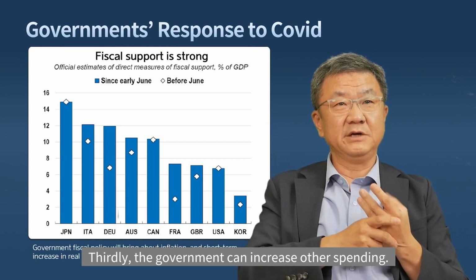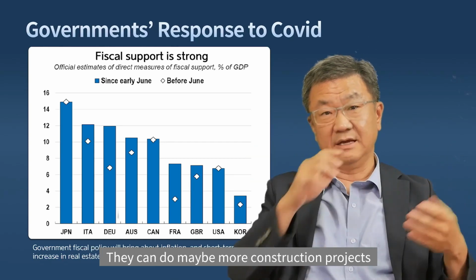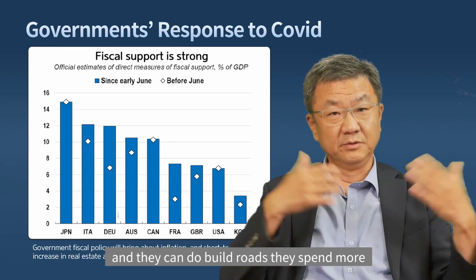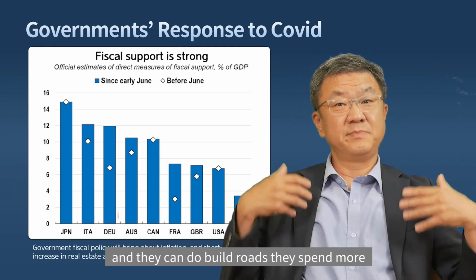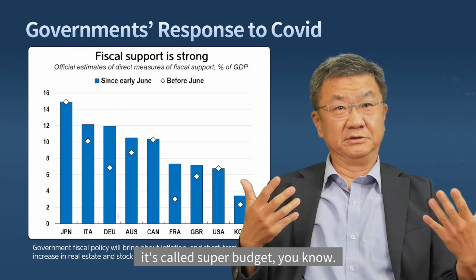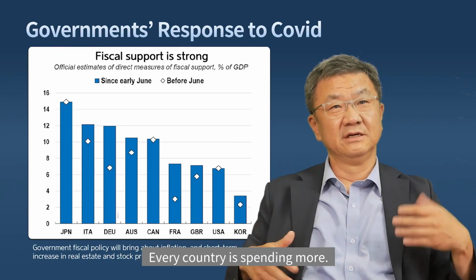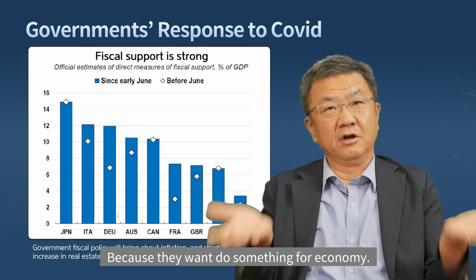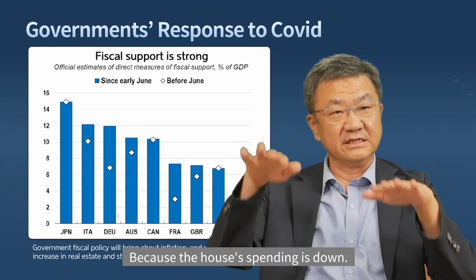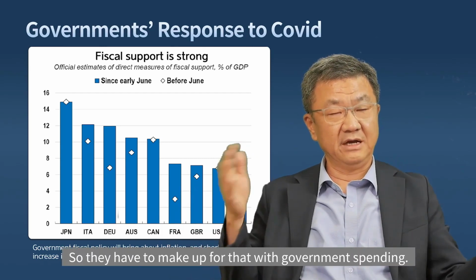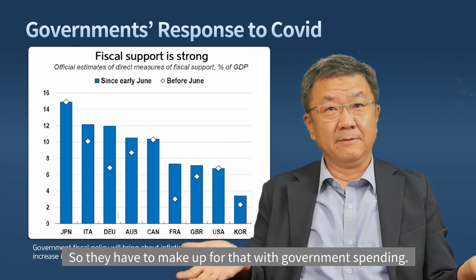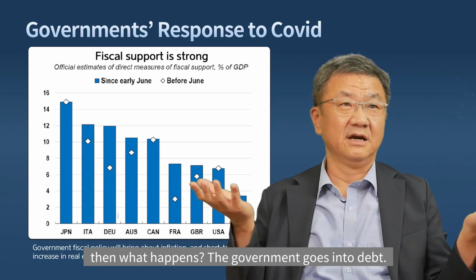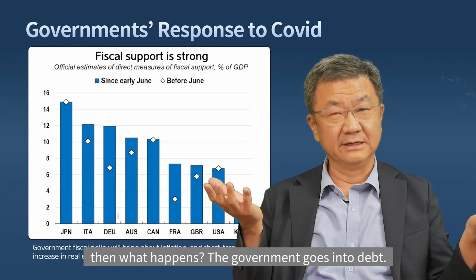Thirdly, the government can increase other spending. They can maybe do more construction projects and build roads. They spend more. It's called the super budget, you know. Every country is spending more because they want to boost up the economy, because the household spending is down, so they have to make up for that with government spending. But if the government spends so much money, then what happens? The government goes into debt, right?